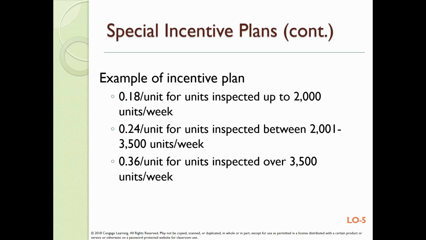So this is just an example. I'm paying you X amount, 18 cents up to 2,000, 24 cents for the next 1,000, the next 1,500, etc. And lots of commission structures look like this, where you're paid X percent for every dollar of sales, but then you get a higher percentage once you hit a certain level.